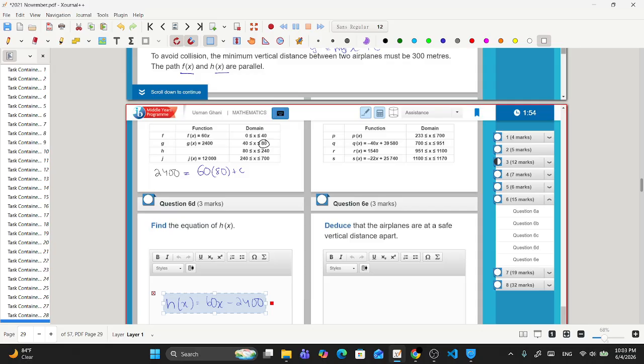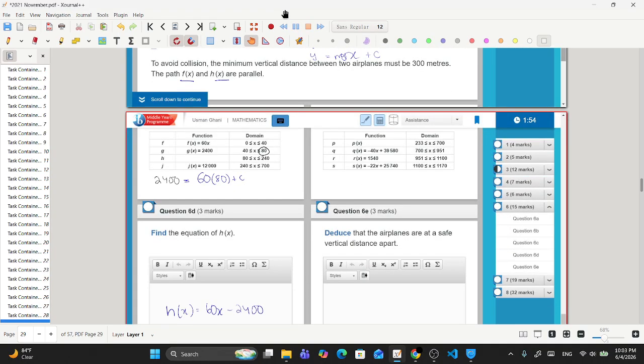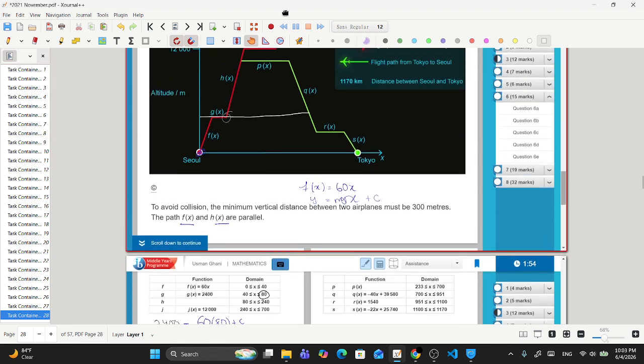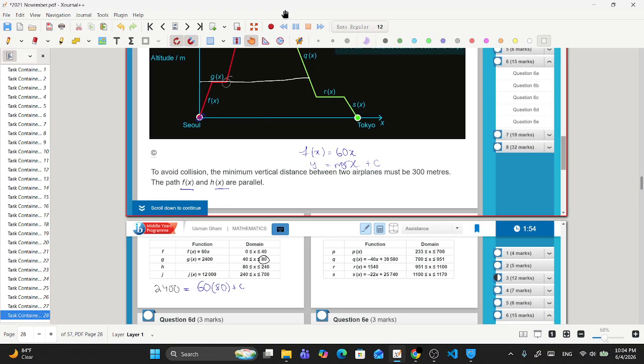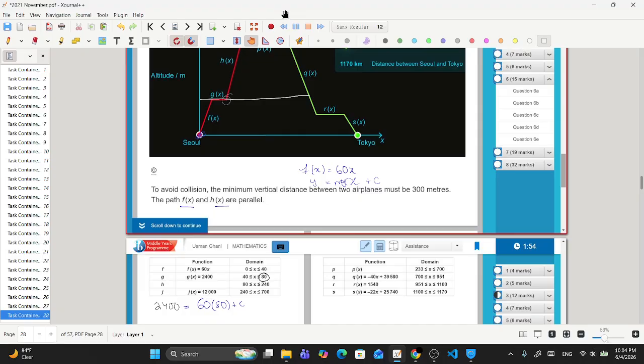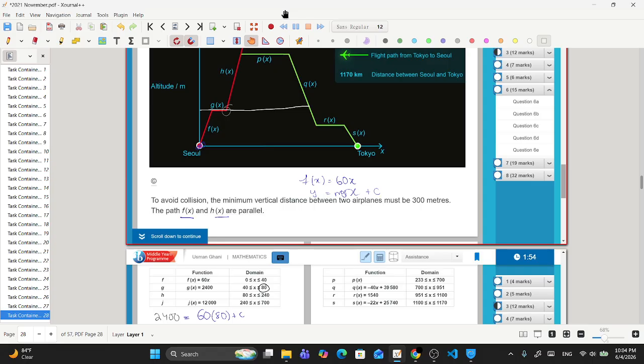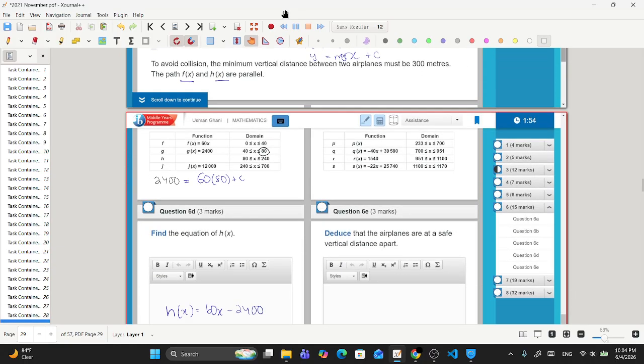Okay, so I was initially solving the question by putting in 80. We didn't have to. We just had to prove it. How did we have to prove it? This is the ending point of g of x and the starting point of h of x. This g of x ends at 2400. So 2400 is the y value, not of h of x but of g of x. But we know that h of x and f of x are parallel to each other, so they're supposed to have the same gradient. So that's how we solved it.